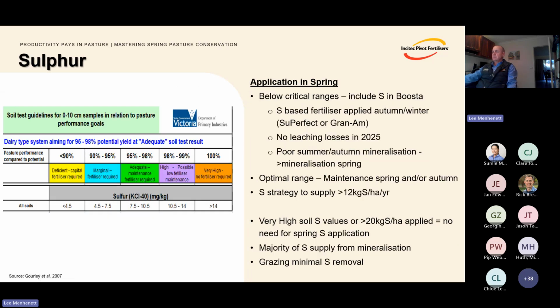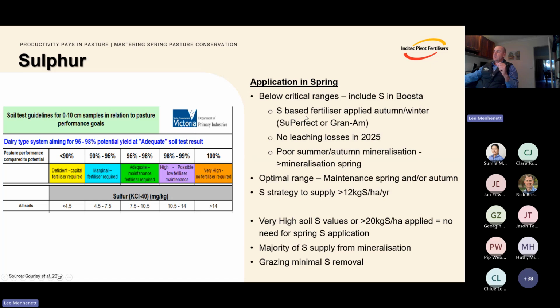From a sulfur perspective, we've got our critical values again, based on Better Ferts decisions. If we're below our critical levels, we definitely need to get sulfur into the system. Most of the sulfur is going to come from mineralisation in the spring. Most of it's contained in the organic carbon in the soil, but we still need to get some sulfur in there. We need to get sulfur cycling through the system. So it needs to be introduced at some stage during the season, and maybe several times.